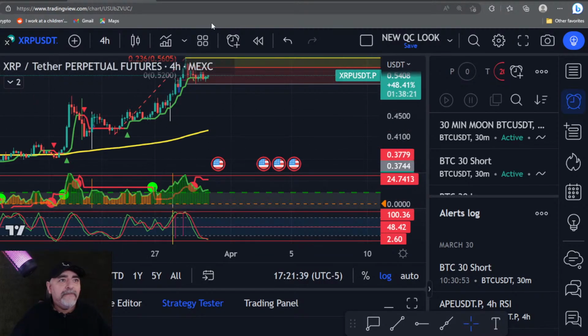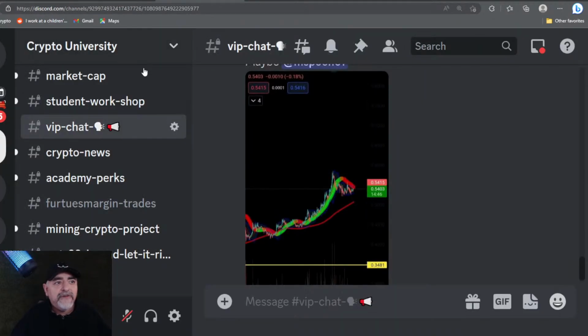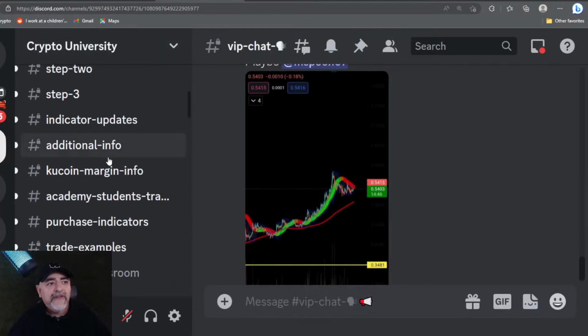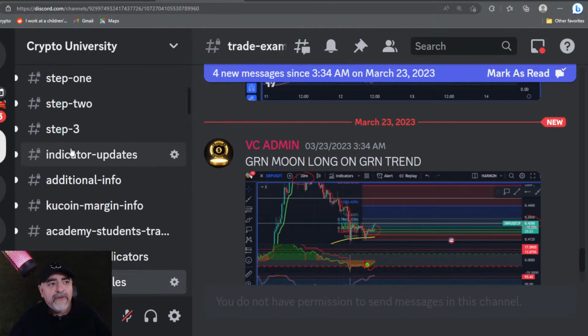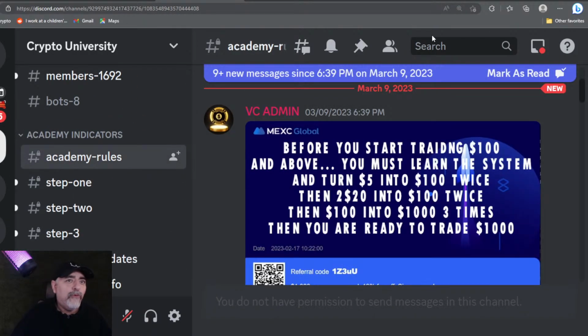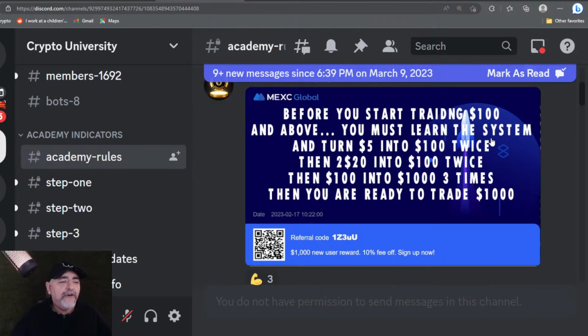If we take a look inside the Discord, you're going to see trade examples. And there's also the very first Academy rules. Go to your Academy rules and this is going to break down for you what we're about to do. Before you start trading, you must learn a system. This is where you really start.